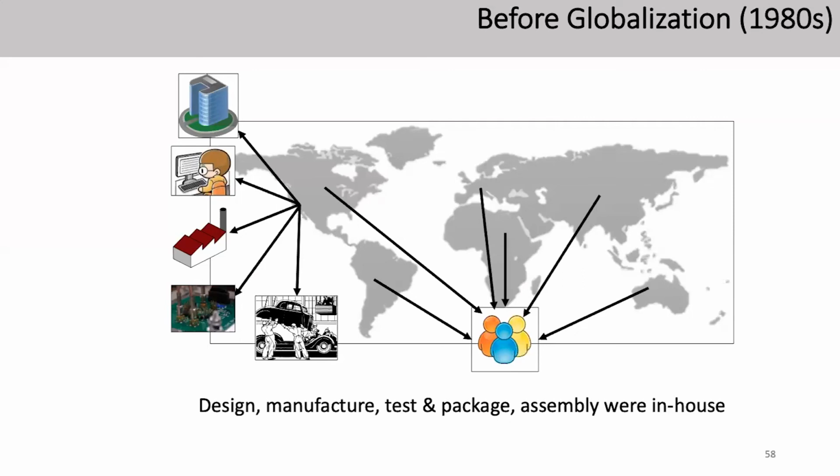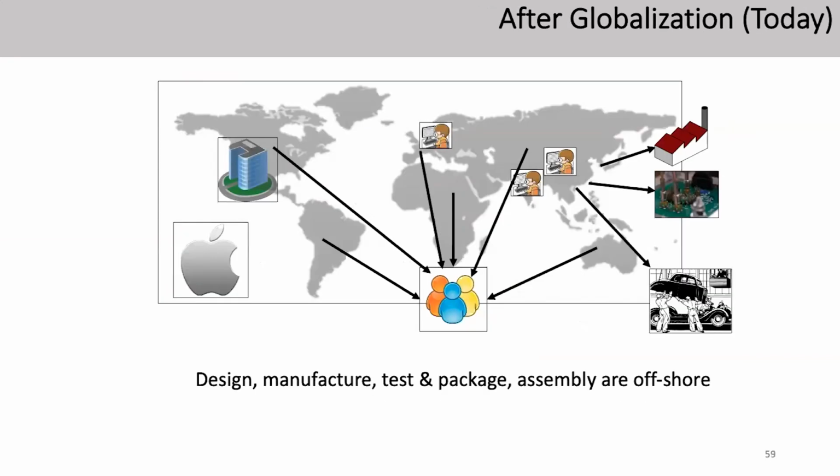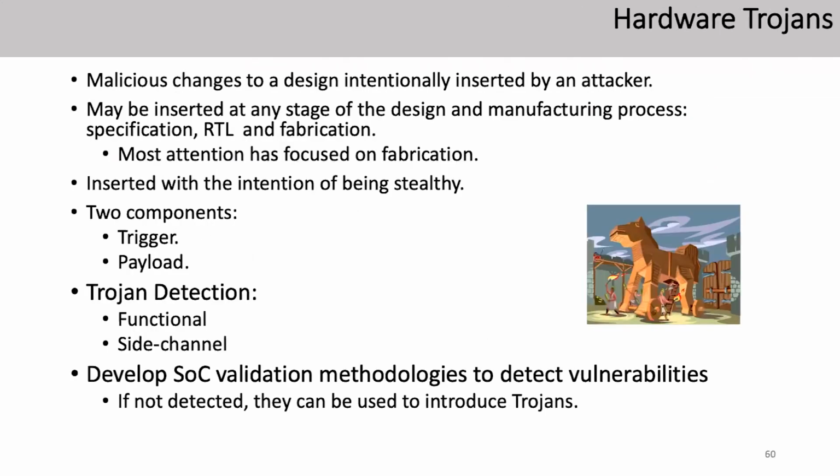They had their own design, their own EDA tools, their own fab, and everything used to be made in-house. However, with globalization, it's in a distributed development environment, right? And as a result, this can result in a lot of security vulnerabilities that can creep in. Okay, so one of the security vulnerabilities that we are really concerned about is hardware Trojans.